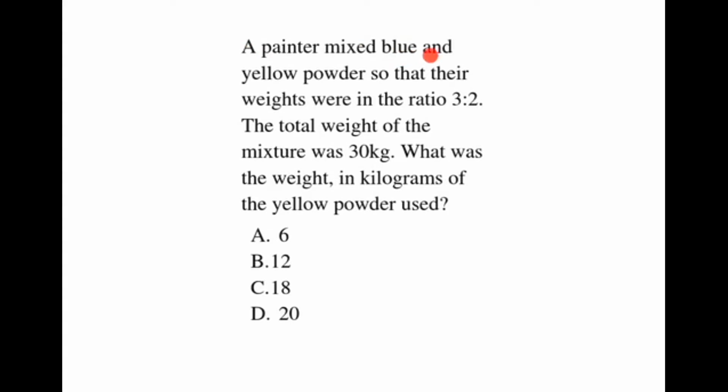A painter mixed blue and yellow powder so that their weights were in the ratio 3:2. The total weight of the mixture was 30 kilograms. What was the weight in kilograms of the yellow powder used? Solution. The painter mixed blue and yellow powder so that their weights were in the ratio 3:2. Therefore, let us use B to represent blue and Y to represent yellow. They were mixed in the ratio 3:2.